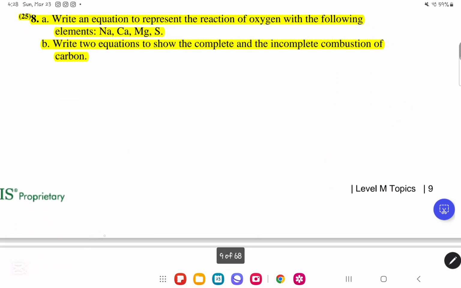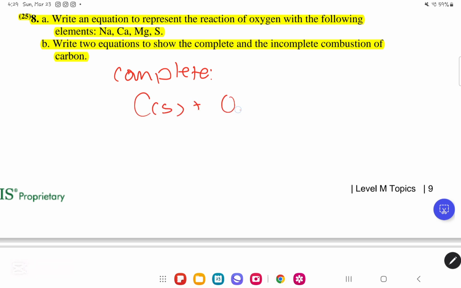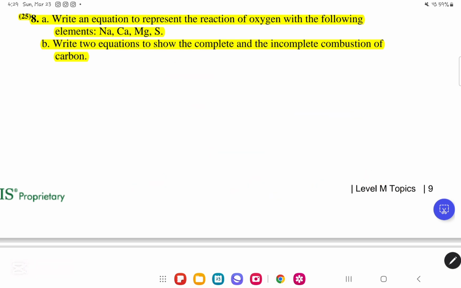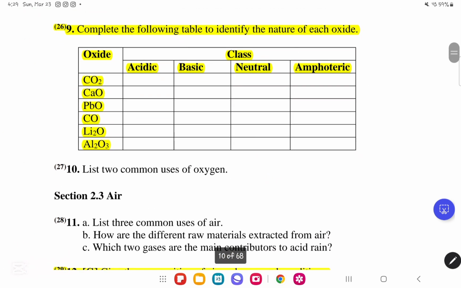Write two equations to show the complete and incomplete combustion of carbon. So the complete combustion, its product is going to be carbon dioxide. So that's carbon solid, in addition to O2 gas, it will form carbon dioxide gas. The incomplete will form carbon monoxide. So that's going to be 2 carbon solid, in addition to O2 gas, it will form 2CO gas. Okay, we move on to question number 9.